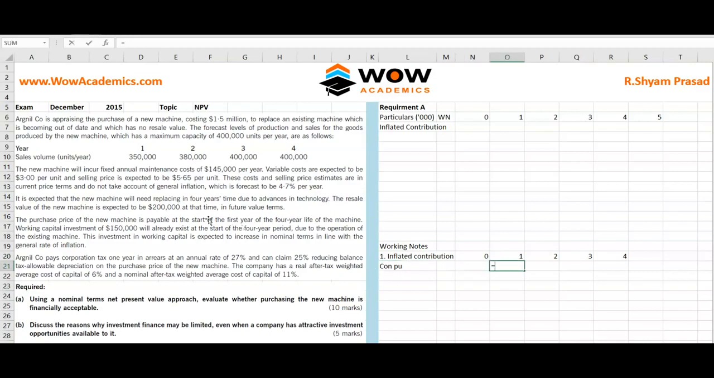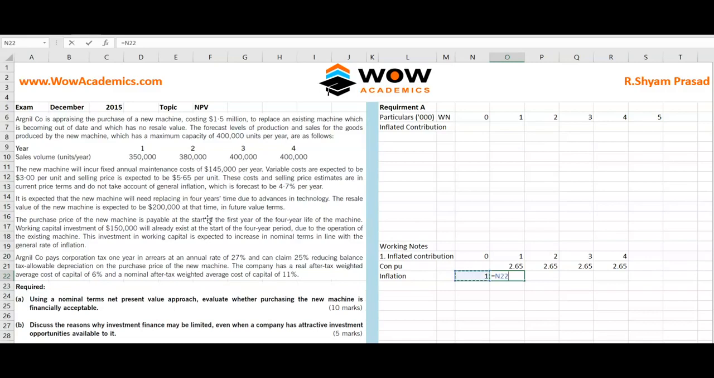See, the contribution per unit is 5.65 is a dollar. 5.65 is per unit, and the variable cost is 3 per unit. So 2.65 is your contribution, and that is what is going to incur for all the 4 years. But this is like before the inflation. If we take the inflation, it's going to be like 1 for the 0th year. From there on, it's going to increase by how much?